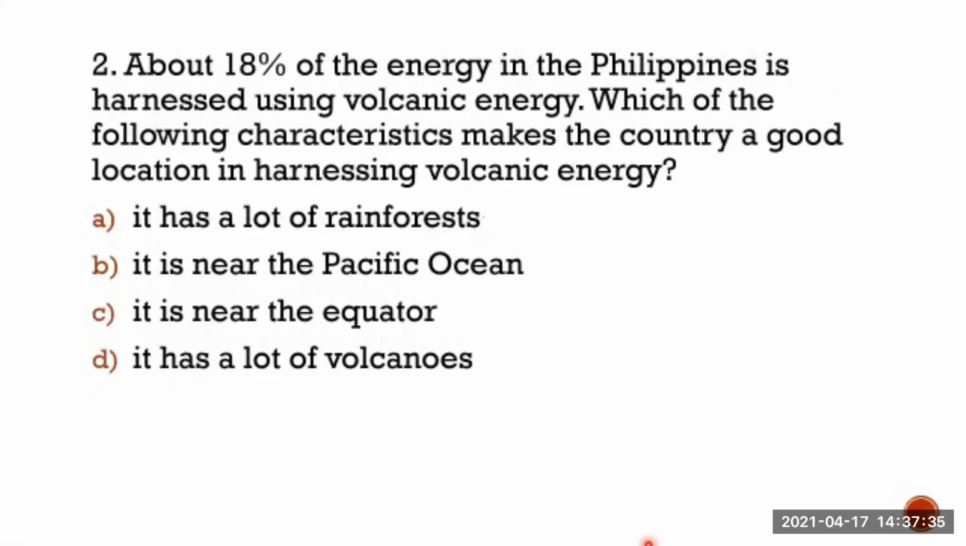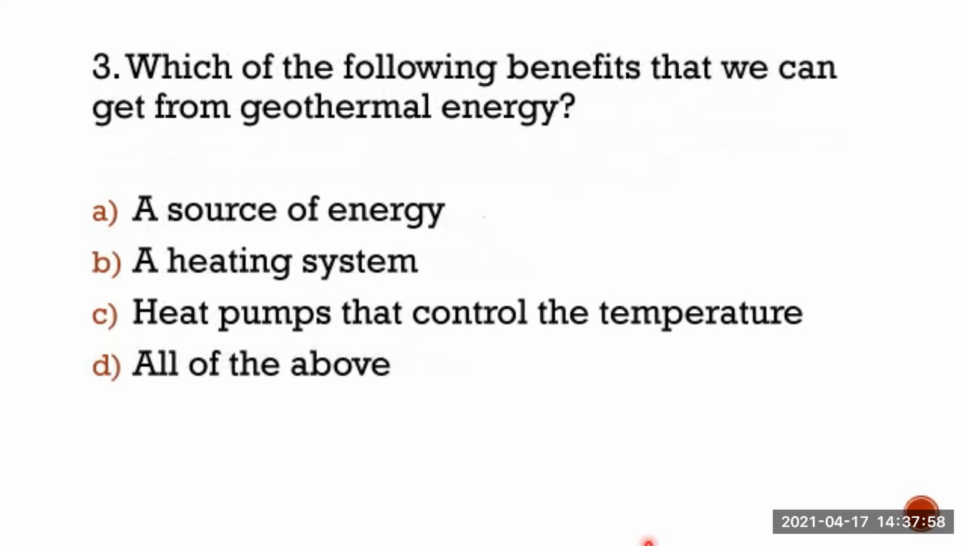Next, about 18% of the energy in the Philippines is harnessed using volcanic energy. Which of the following characteristics makes a country a good location in harnessing volcanic energy? A, it has lots of rainforests. B, it is near the Pacific Ocean. C, it is near the equator. D, it has lots of volcanoes. Number 3, which of the following are benefits that we can get from geothermal energy? Letter A, source of energy. B, heating system. C, heat pumps that control the temperature. D, all of the above.